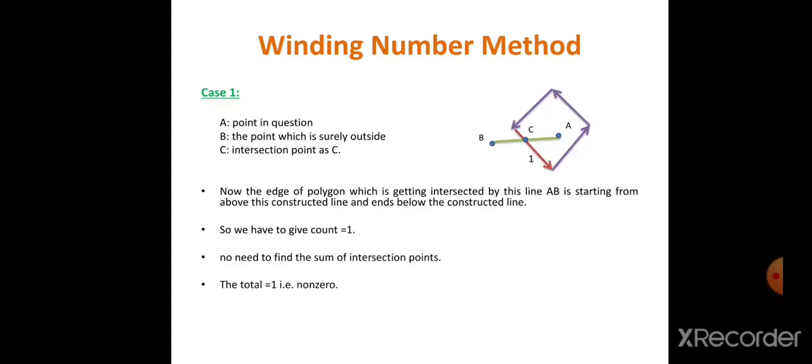So, this is case 1, where the intersection point is not a vertex, right. Here the intersection point is not a vertex. Here the line is intersecting the edge, and that edge is starting from above the drawn line and ending below the drawn line. So, we can say the point A is inside.